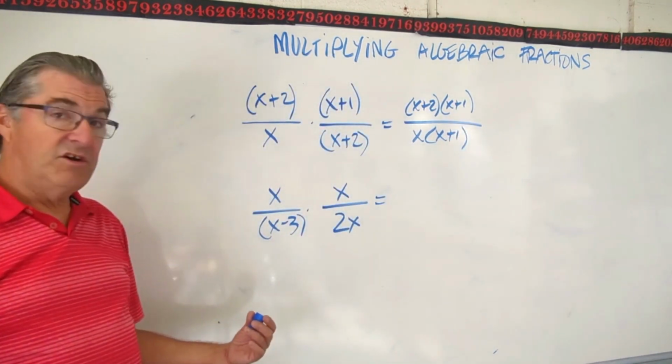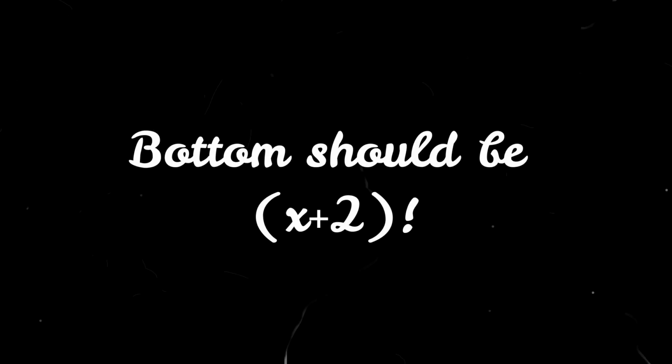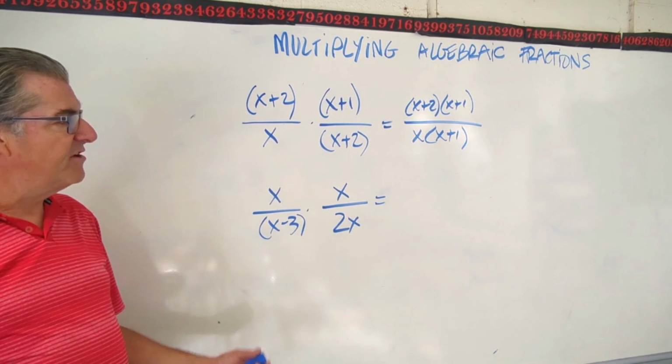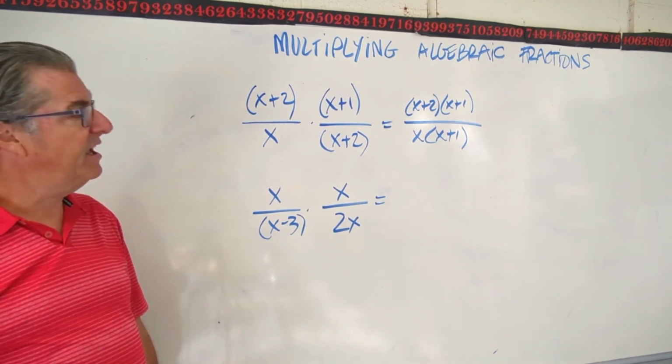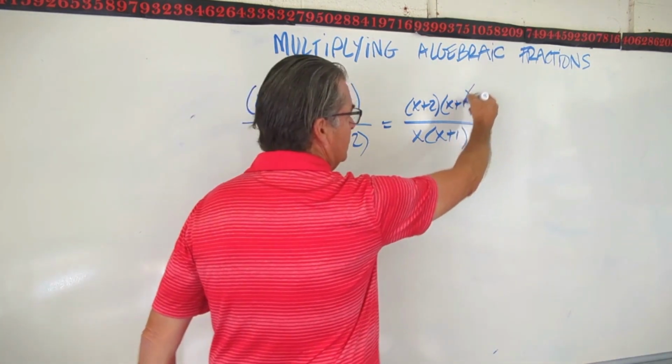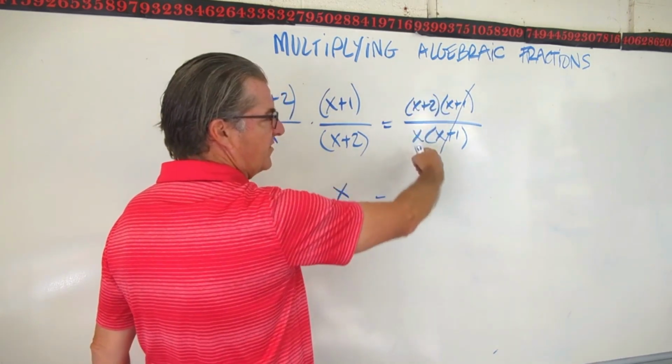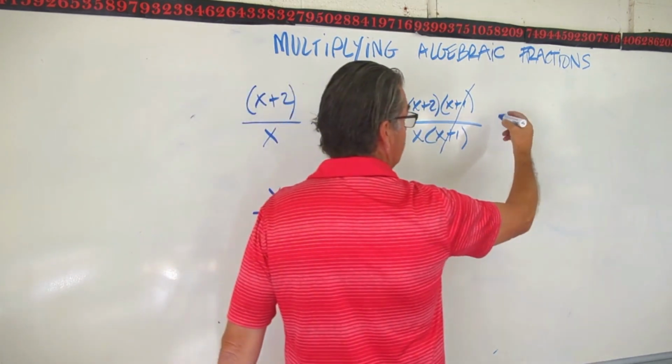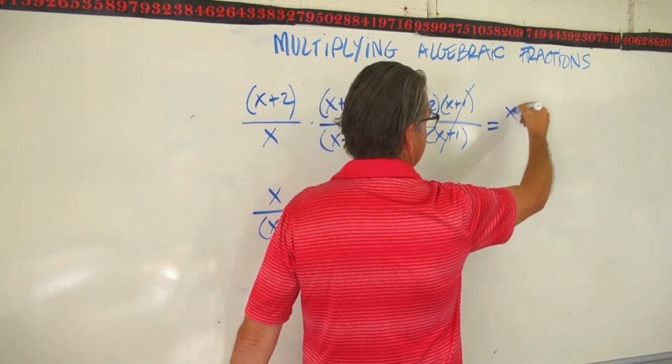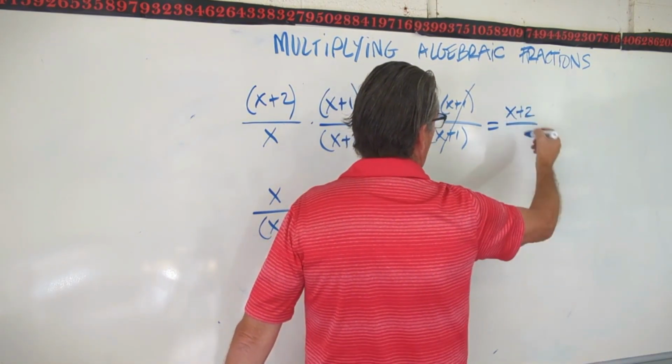Now, I could do those expansions, but I'd rather not because I have a term I can cancel. This x plus 1 is multiplied by the other stuff on both top and bottom, so I can just get rid of it. And the answer to this one is x plus 2 over x.